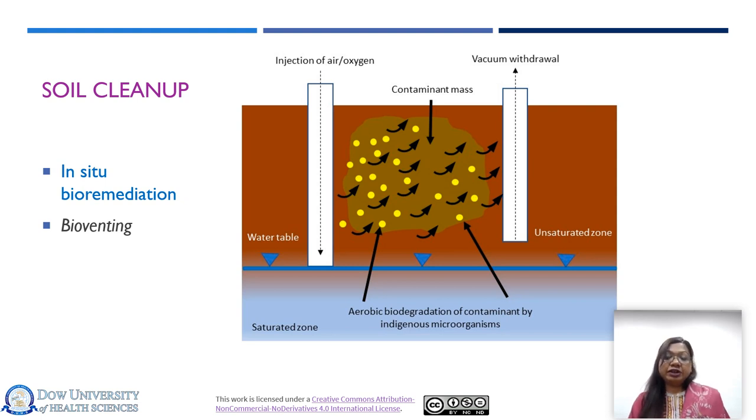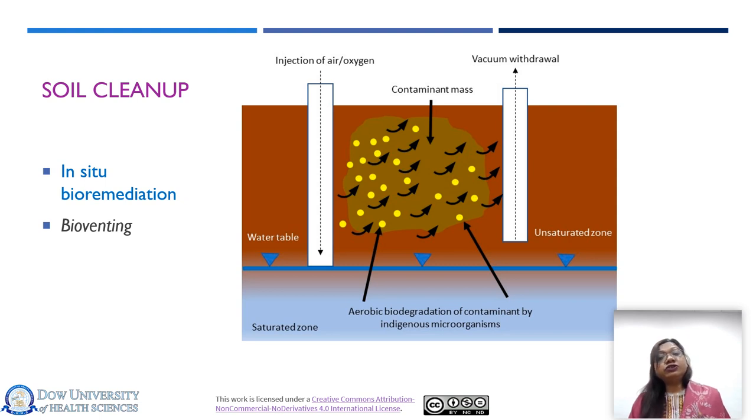Bioventing is a cost-effective and environmentally friendly method for the cleanup of contaminated soil and groundwater, as it allows for the treatment of the soil on site without the need for excavation or transportation. It can be used to treat a variety of contaminants, including petroleum hydrocarbons, chlorinated solvents, and pesticides.